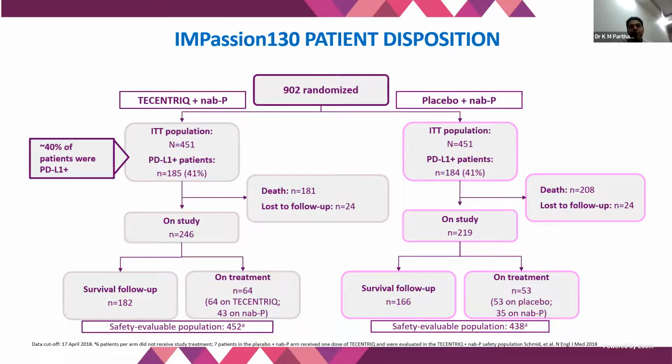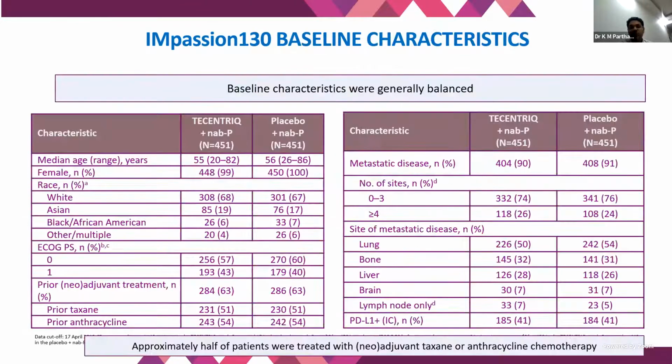Around 900 odd patients, 902 to be precise. Big study, Tecentriq and nab-paclitaxel, and placebo and nab-paclitaxel. And during the study in the intent to treat population, around 451 patients on each arm, and survey on study 246 patients, survival on follow-up 182 patients, and on treatment 64 patients, 64 on Tecentriq and 43 on nab-paclitaxel. So it's a very well balanced study.